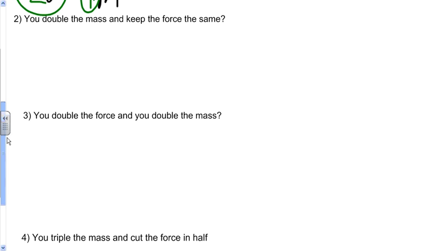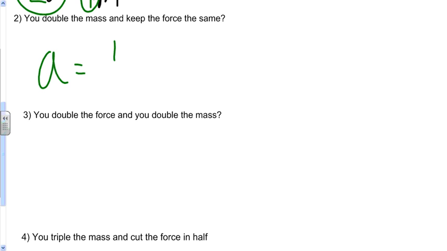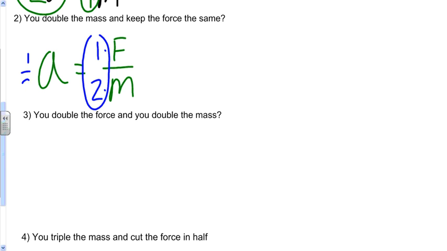Okay? Well, what happens if we double the mass and keep the force the same? Again, I'm going to write a equals force divided by mass. And now this time, I'm going to double my mass, and I'm going to keep my force the same. And you see the acceleration gets reduced by a factor of 1/2.